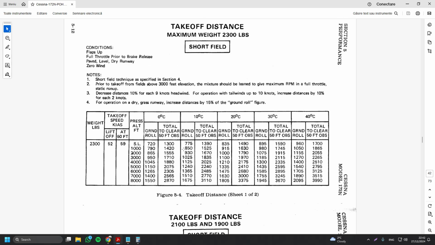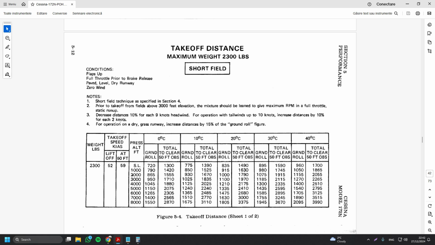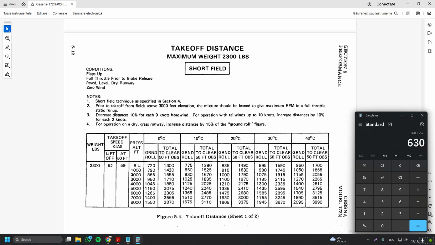And if we bring up the manual here, it says decrease distances 10% for each 9 knots headwind. We have a 9 knots headwind, so that distance of 630 feet should be decreased by 10%. How do we do that? So let's find what 10% means of 630. 630 divided by 100 multiplied by 10 is 63. 63 is 10% of 630 feet.